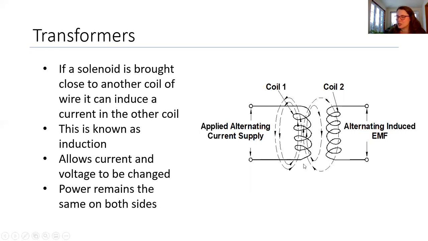So what this allows us to do is, if we can alter the number of coils on each of the solenoids, we can change the voltage. Now, you know that electricity coming into a house is usually 120. And for lots of applications, like heating, oftentimes you'll be stepping it down to 24 volts. And we'll look at how you would do that.